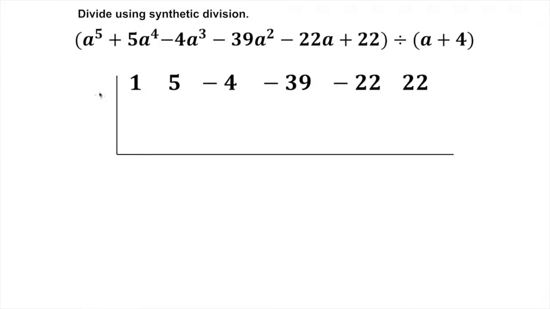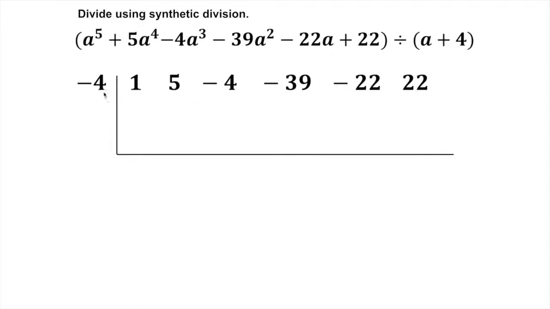And the number that goes outside here now is the opposite of whatever this number is here. This is a positive 4. That means that the one that needs to go out front here is going to be a negative 4. Okay? And remember, we can do synthetic division as long as this leading coefficient is 1. It's got to be a 1. If it's not a 1, then we can't do synthetic division. We've got to do the long division. But in this case, it is, so we're okay there.